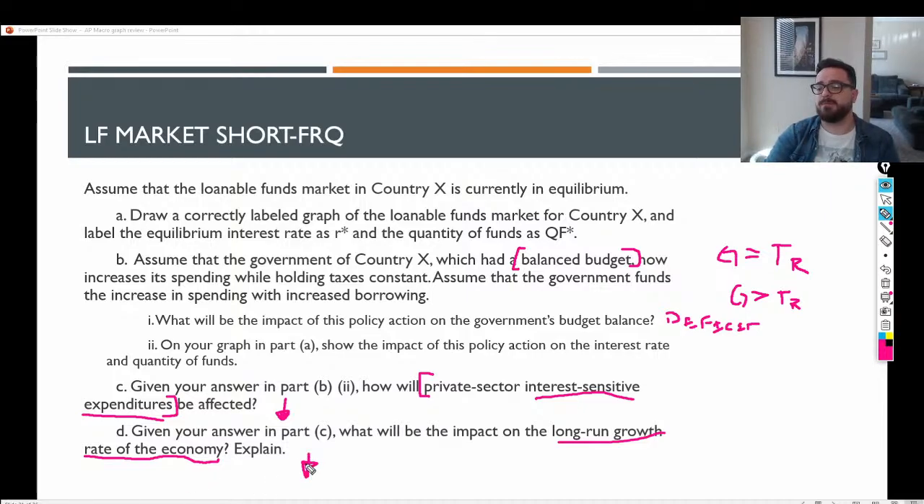So the full explanation here would be: long-run growth rate should decrease or slow down because the lower investment spending from Part C would lead to a lower amount of overall capital stock within your economy. You would have less things that allow you to produce more in the long term. Capital stock's the big thing. Economic growth is always tied to capital stock.